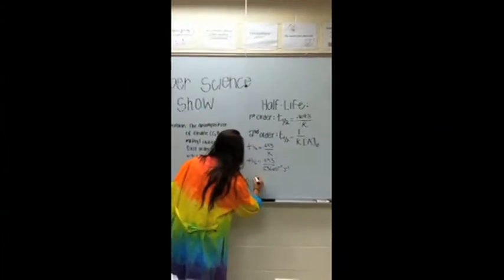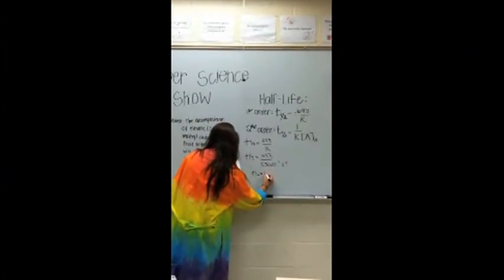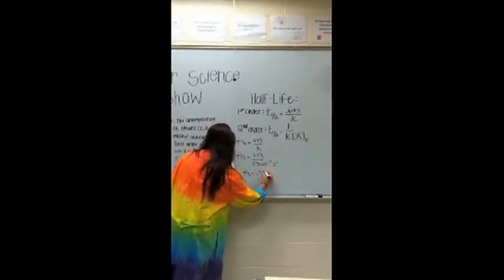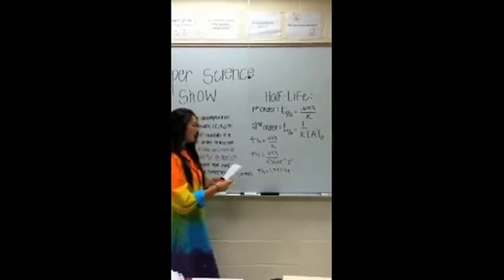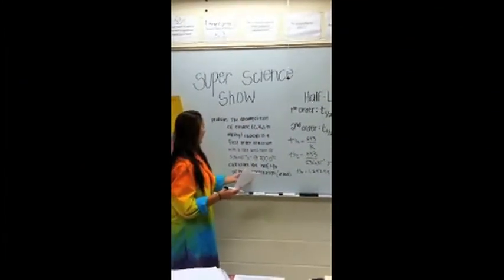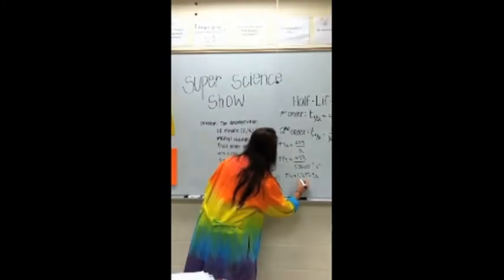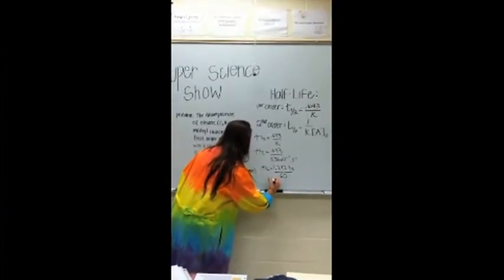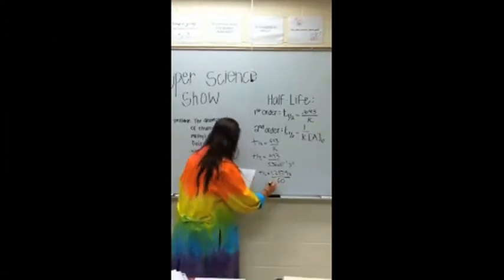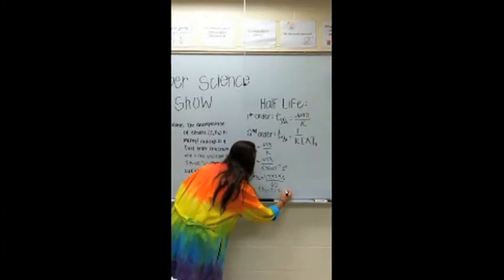So once we do that out, we get T subscript 1/2 equals 1,292.9 seconds. But because this problem asks for the half-life of the concentration in minutes, you have to take this number, divide it by 60, and T subscript 1/2 is equal to 21.5 minutes. And that's how you would do a half-life problem.